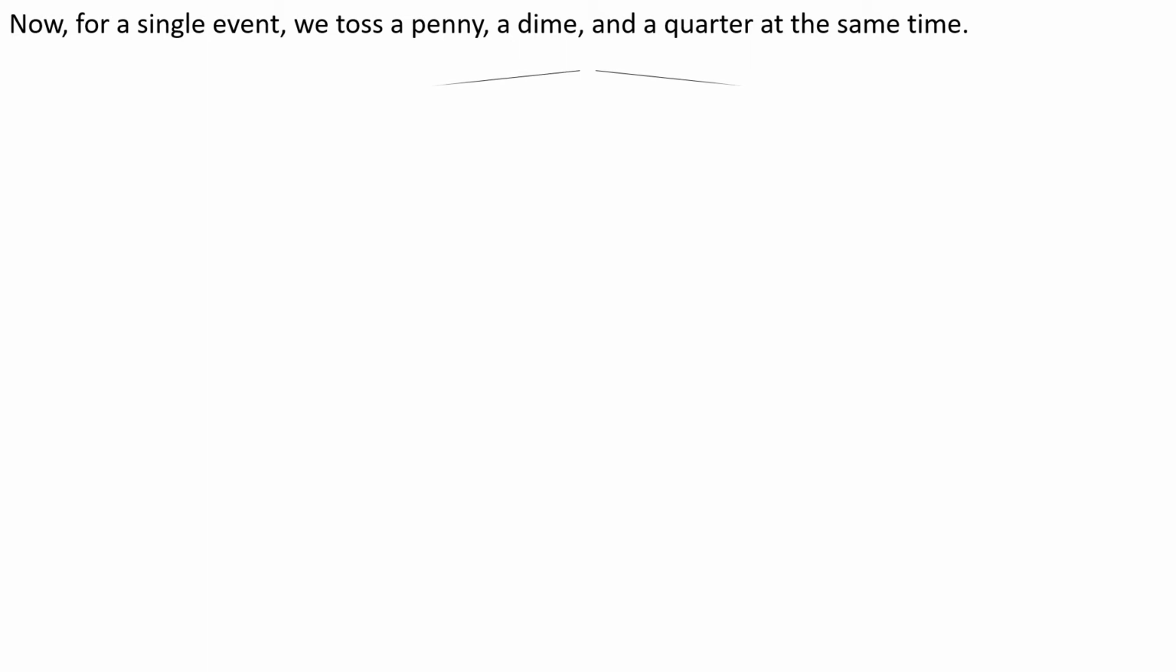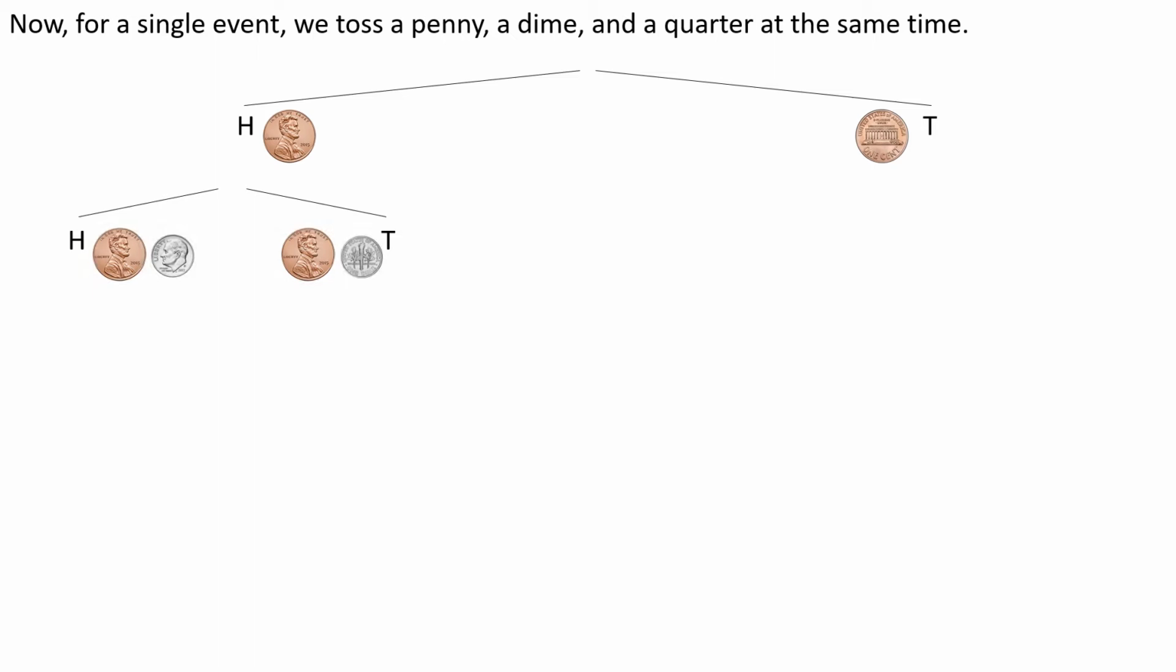So let's start and say, okay, first coin's a penny, right? The penny, of course, could land on heads. The penny could land on tails. Okay, now, the next coin was a dime. So if the penny landed on heads, the dime could also land on heads, or the dime could land on tails. Now, if the penny landed on tails, the dime could have landed on heads, the dime could have landed on tails.